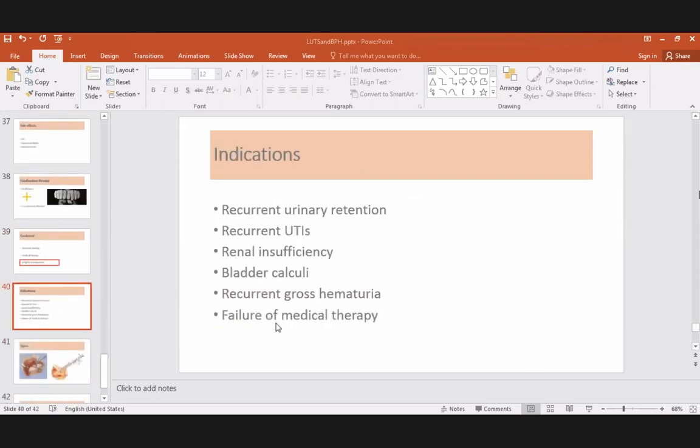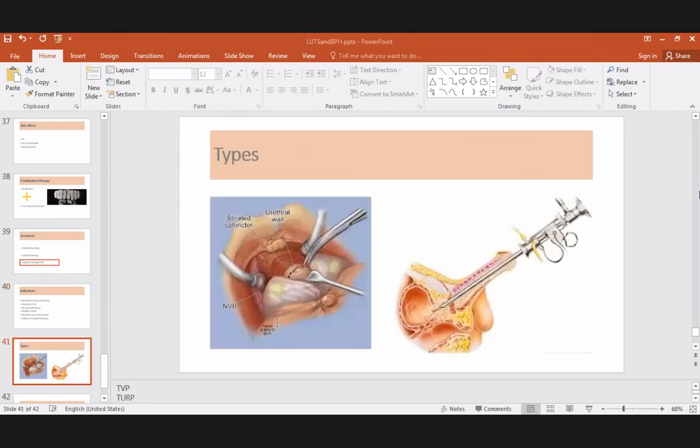Surgical management is indicated if the patient's prostate size is too much, more than 80 to 100 gram, or if there are recurrent attacks of infection or urinary retention, if the patient is suffering from renal insufficiency because of back pressure, or there are bladder calculi developing inside, gross hematuria, or failure of the medical therapy. So we go for a surgery, and the surgery we plan is of two types. We can go for an open surgery, or we can go for a minimally invasive transurethral resection surgery.